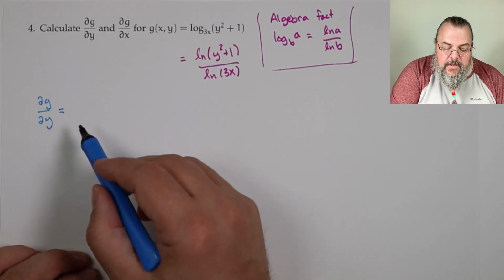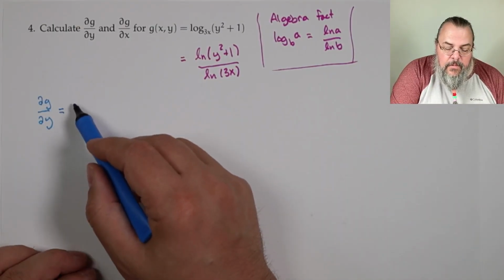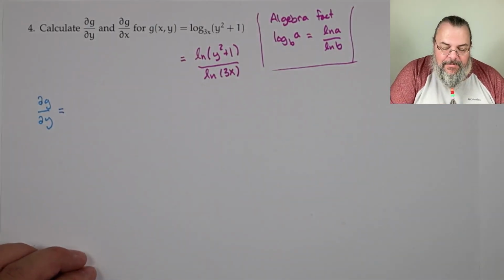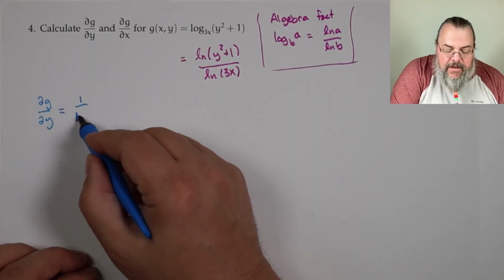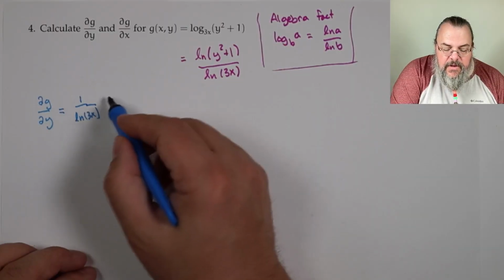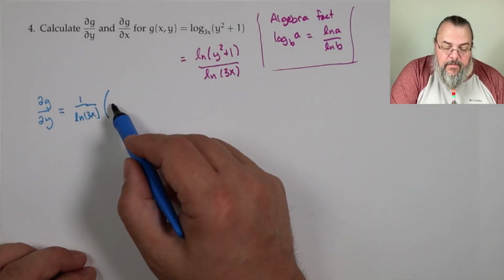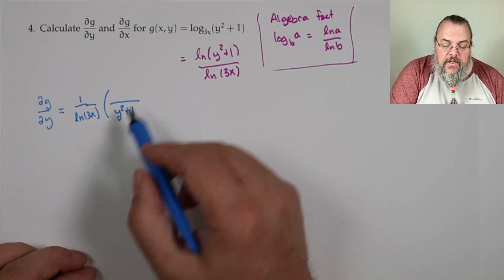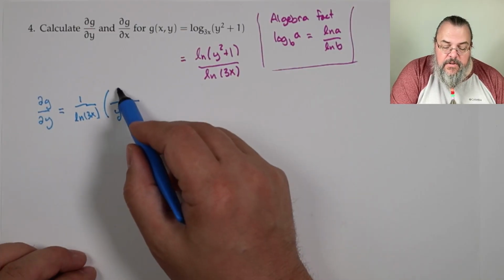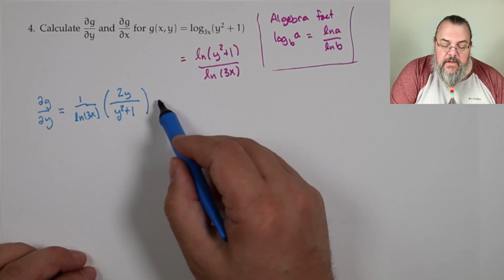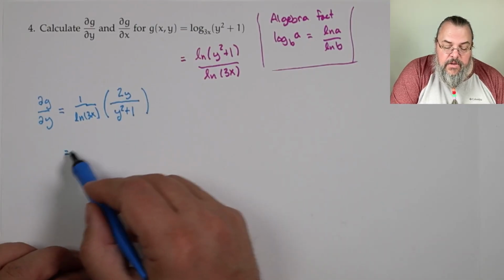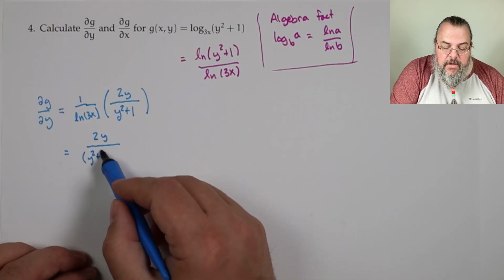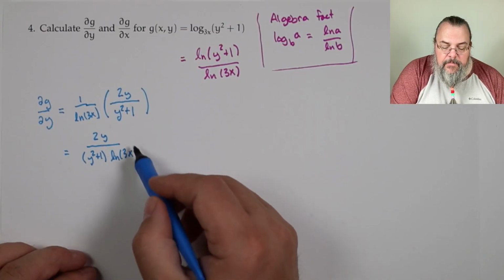Well, we can think of it as, sorry, I'm just hesitating to help see what happens. I'm going to pull this 1 over log 3x out in front, just so it's in the front. And then times the derivative of log of y squared plus 1. The y squared plus 1 goes downstairs. The derivative of y squared plus 1, which is 2y, goes upstairs. And then if we wanted to, we could multiply these out. So 2y divided by y squared plus 1 times log 3x.